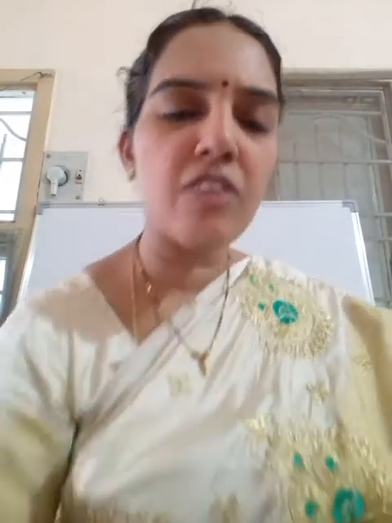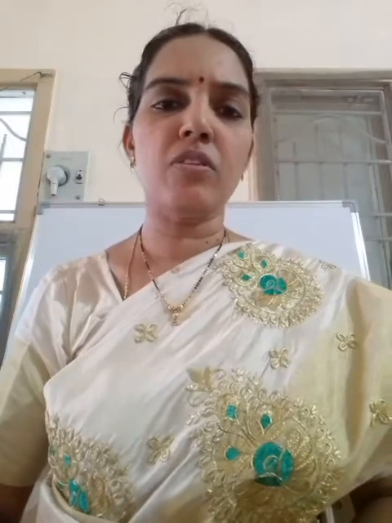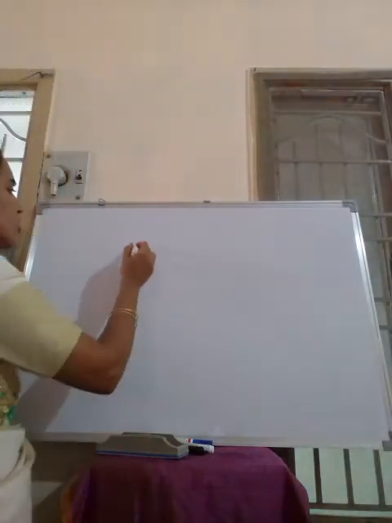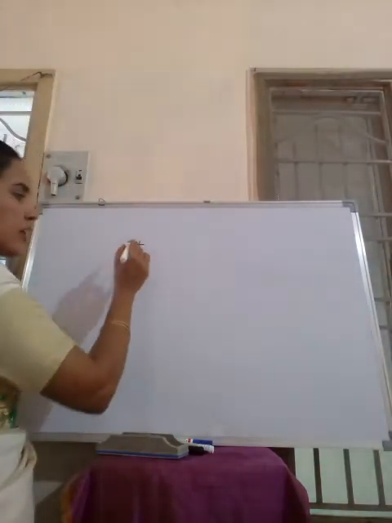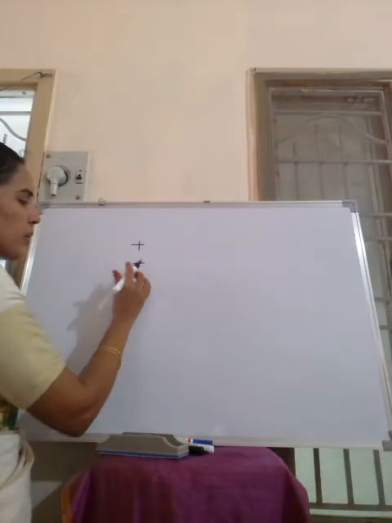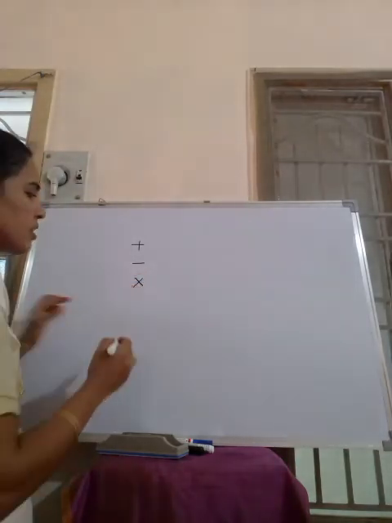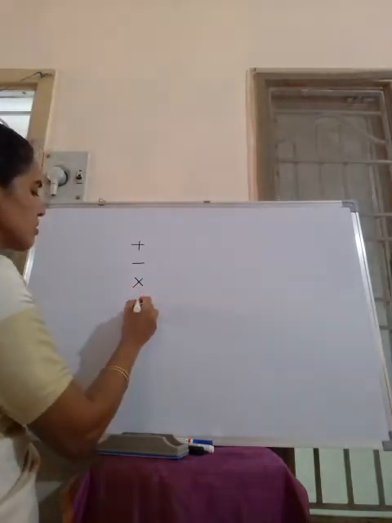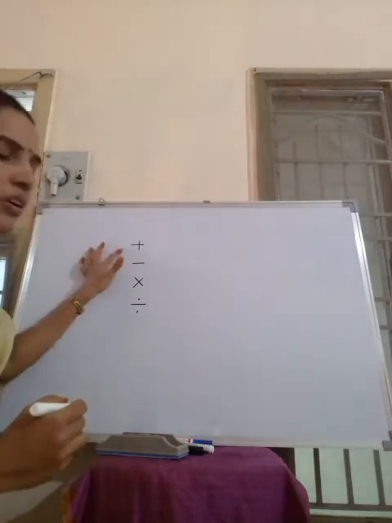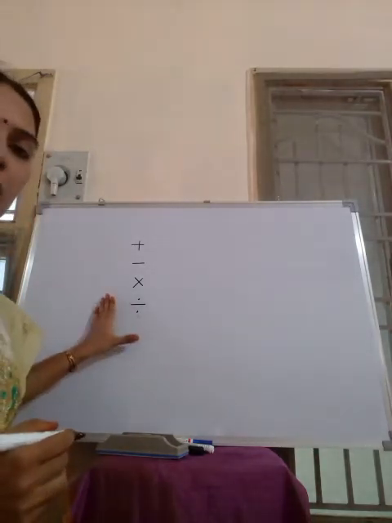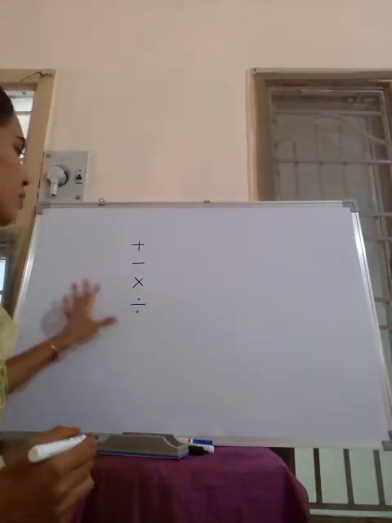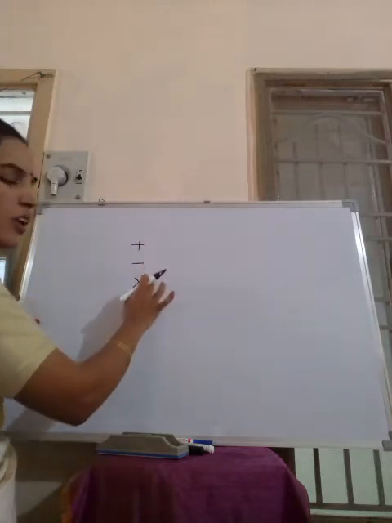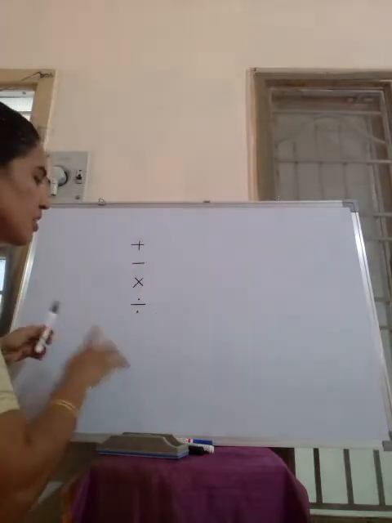Now the second chapter in fifth class is four operations. What are the four operations? The four fundamental operations are addition, with the plus symbol; subtraction, with the minus symbol; multiplication, with the into symbol; and division, with the divided by symbol. These are the four fundamental operations in mathematics: addition, subtraction, multiplication and division.